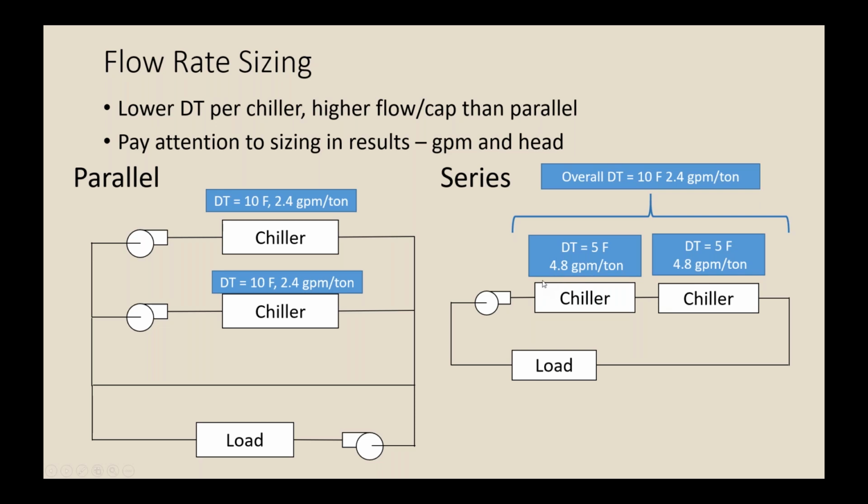So there's a potential issue of pumping energy if you're pushing a lot of water per ton through the chillers, and that's something you need to pay attention to in your input and your output. I would recommend looking at the output results and noticing what the head values are, the pressure drop in the pumping loops, to make sure that they're reasonable once you've done the simulation.